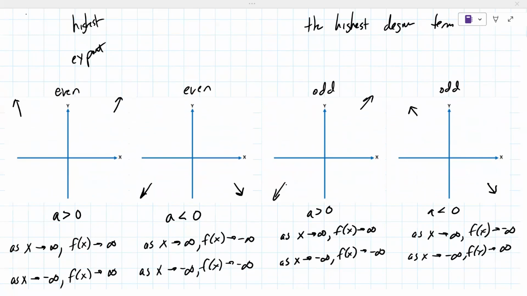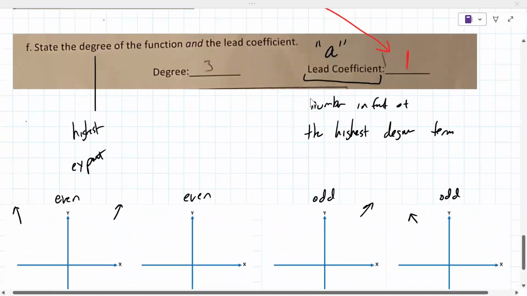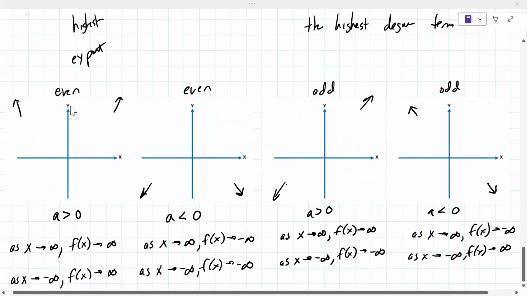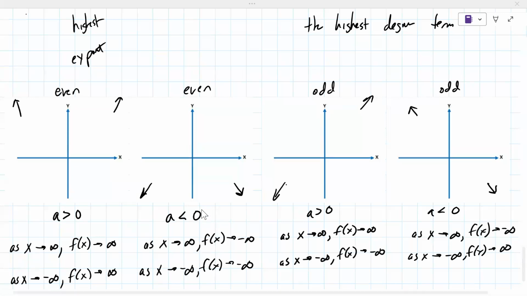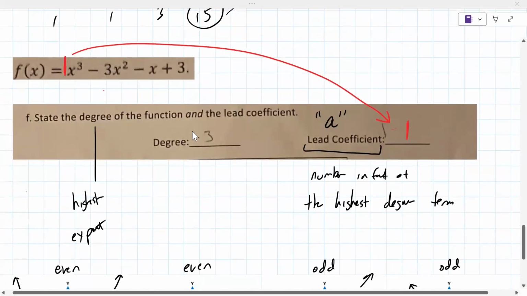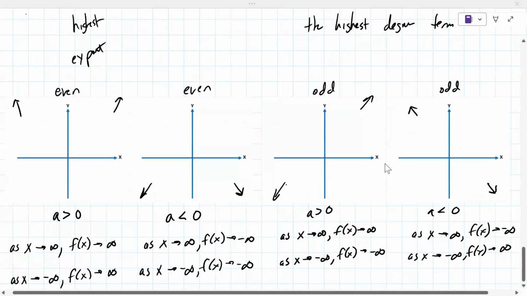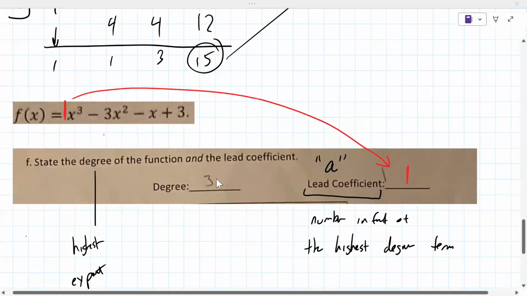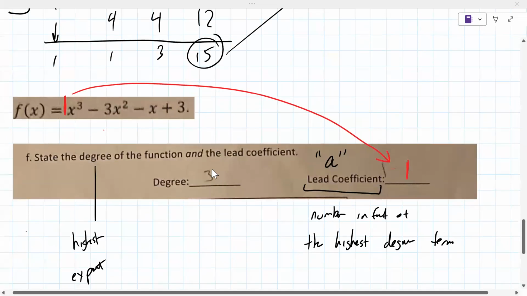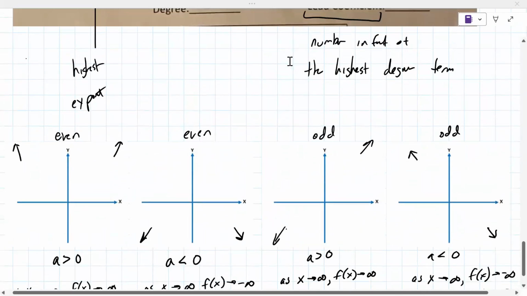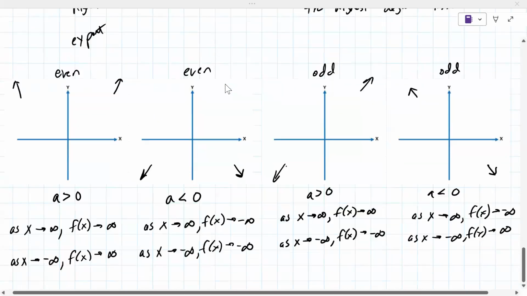Which one do we look at in order to figure out the graph? Well, you've got two even, two odd, and then leading coefficient positive, negative, positive, negative. So yours is odd, degree is odd, leading coefficient is positive. Which one is it? A, B, C, or D? Maybe A? Degree is three, that's odd. Leading coefficient is 1, positive, yeah.